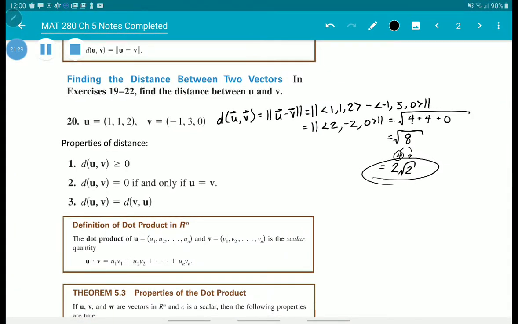Now there are a couple of properties of distance that we need to be aware of. First off, anytime we talk about distance, we're always going to get a positive number. You can never get a negative number. It is possible we could get a distance of 0, but the only way that can happen is if those vectors are actually equal to each other. And also, order doesn't matter. The distance between 2 vectors will be the same. It doesn't matter if we go u minus v or v minus u. That distance is going to stay the same regardless.